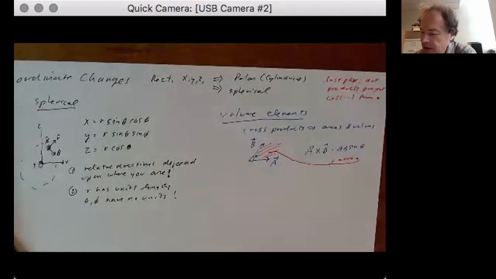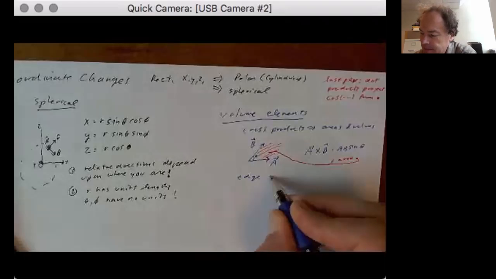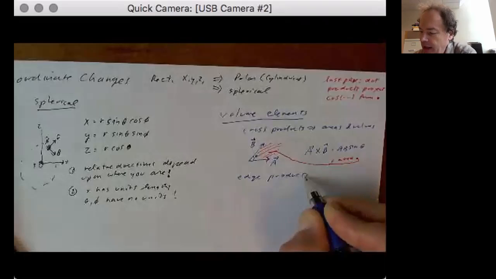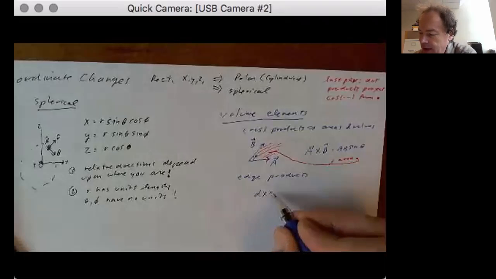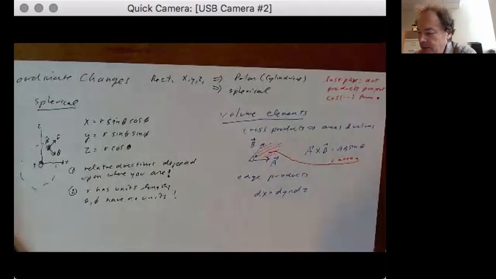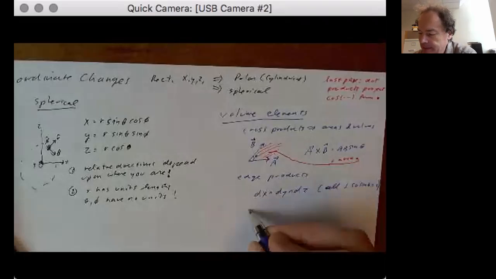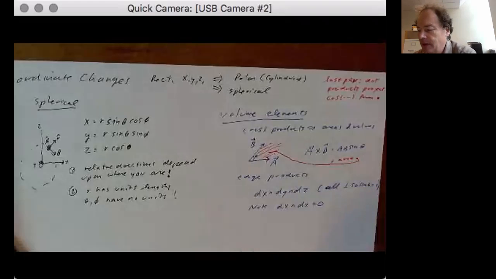Now, in volume elements, they're usually called edge products. And I think of dx edge dy edge dz. Now they're all perpendicular, so the sine theta is equal to 1, all of them. But notice the following: dx edge dx is equal to 0, right? And also dx edge dy is equal to minus dy edge dx. These are properties of the cross product.